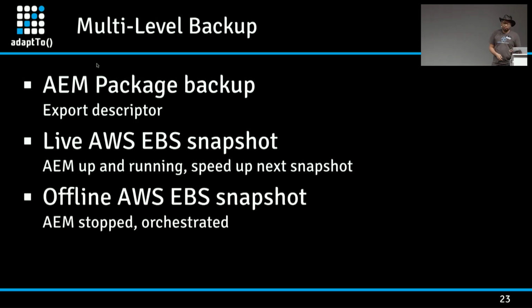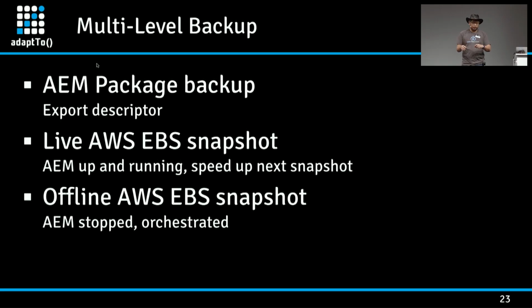So we also introduced an offline AWS EBS snapshot. So this is where, and you can schedule this, usually users schedule this a bit closer to midnight. So the idea is that AEM will be stopped, and the orchestration allows us to, for example, stop an author, stop a publish instance, and then take a snapshot when AEM is not up and running.